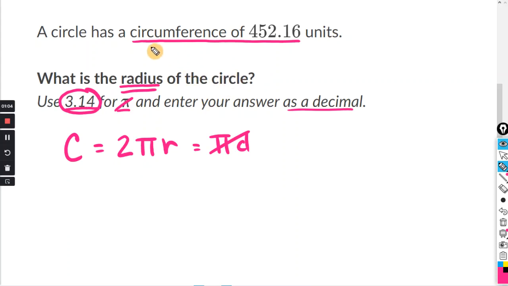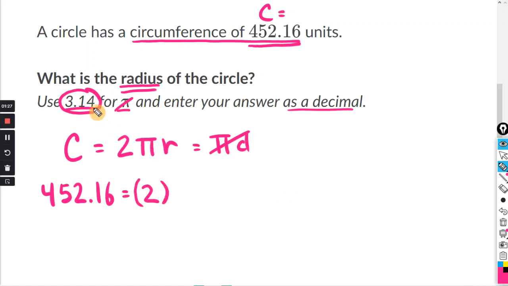We can plug in the circumference C, which is 452.16. So 452.16 equals 2 times pi, and pi is 3.14 rounded off. Again, you don't want to use the pi key. And that is times the radius, r. We're looking to solve for r.